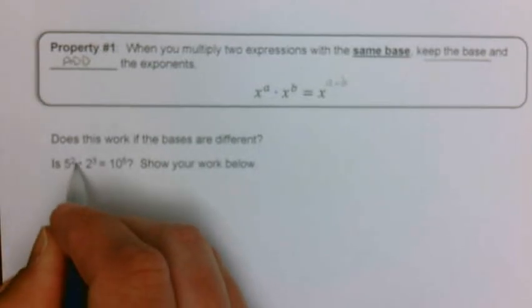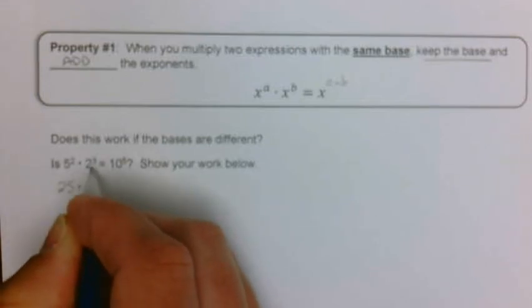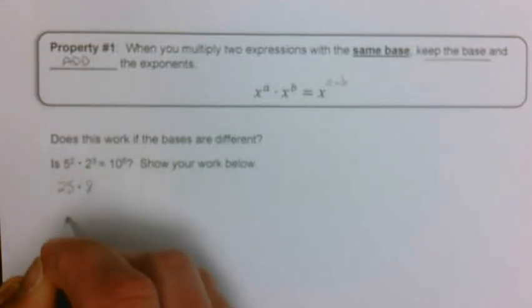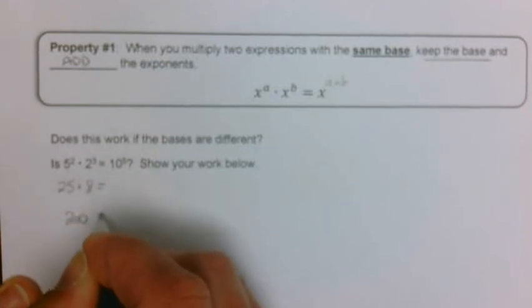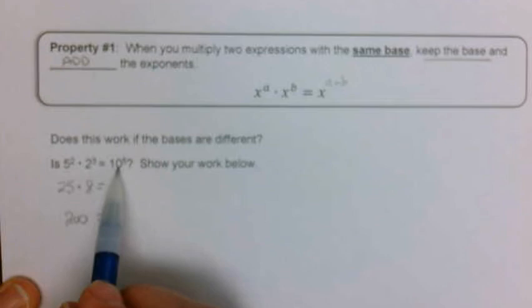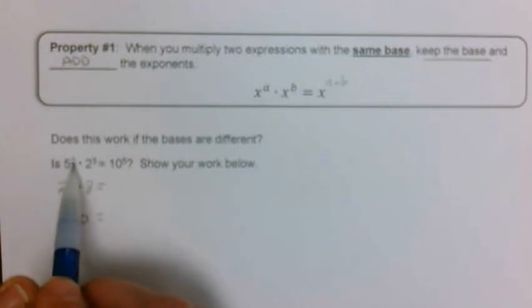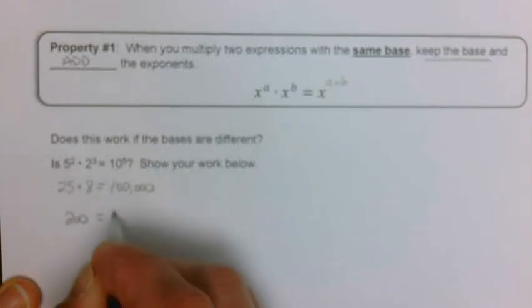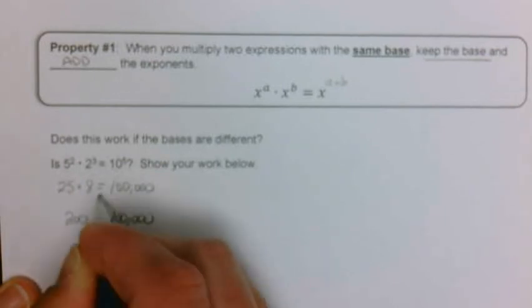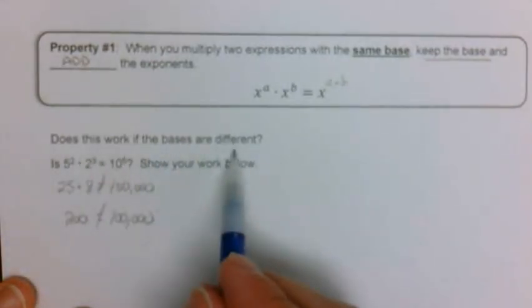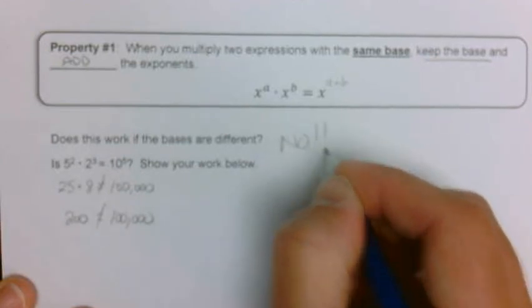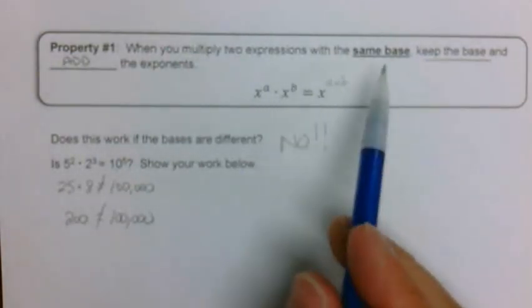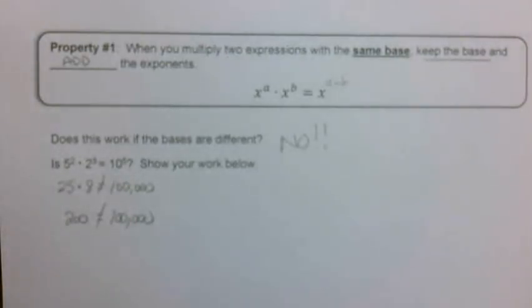Will this property work if the bases are different? All right, well, 5 squared is 5 times 5, which is 25. 2 cubed is 2 times 2 times 2, which is 8. And 25 times 8 is 200. All right, is that equal to if I did 5 times 2, which is 10, and added the exponents, 3 plus 2 is 5? Well, 10 to the fifth power is actually 100,000, and 200 is not equal to 100,000. So does this work if the bases are different? No. This property only works when the bases are the same.